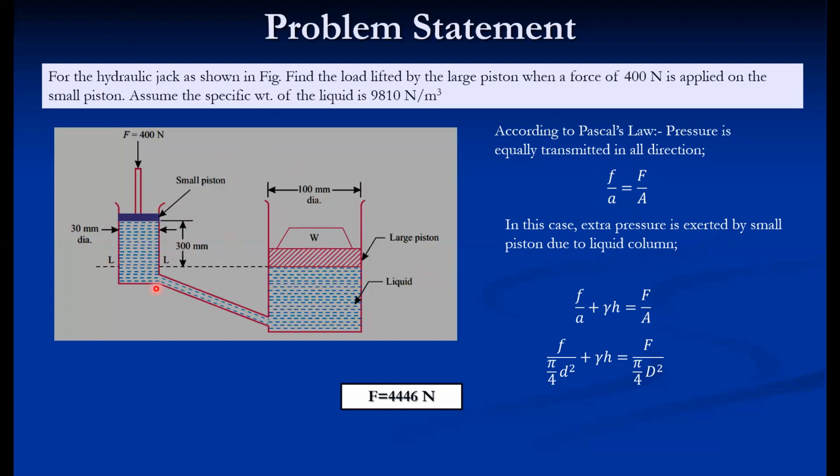In this particular case, this equation is only applicable if both pistons are at the same level. In this case, this piston is slightly at a lower level, so some weight of the liquid column is also added here. So that is pressure, or pressure due to weight of the liquid column. So this is pressure, force upon area. Only the pressure, not force, is in the same direction. This comes around 4446 Newton.